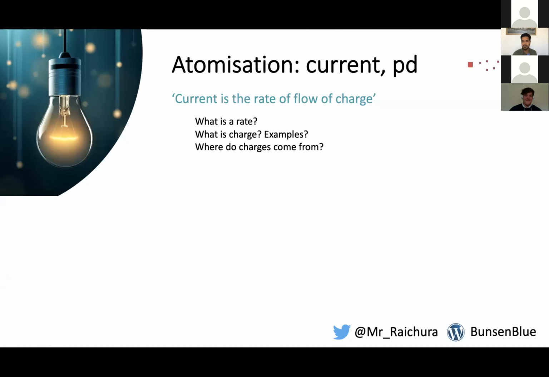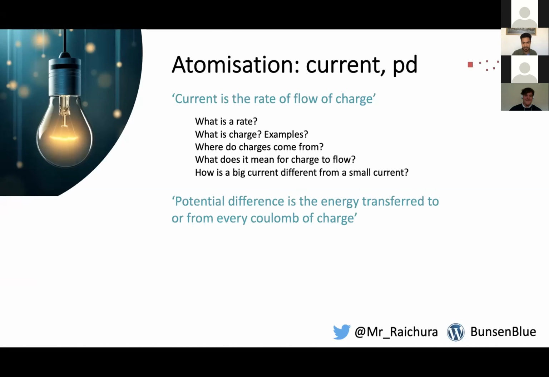Where do the charges come from when electricity is happening? Where are the charges? What are they? What does it mean for charge to flow? What does it mean by a big current? How is that different from a small current? So my process of planning here is that I'm thinking and breaking down and atomizing this idea of current into the smallest constituent parts. And I can do the same for potential difference.